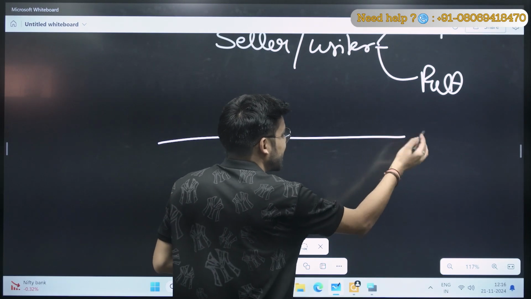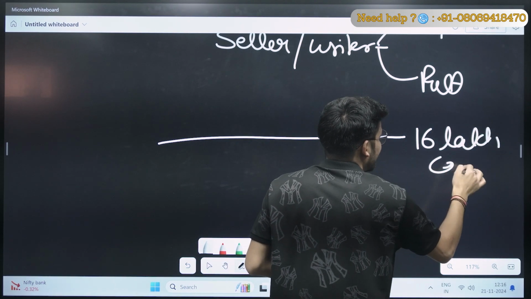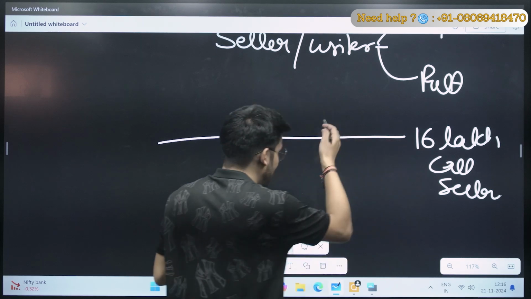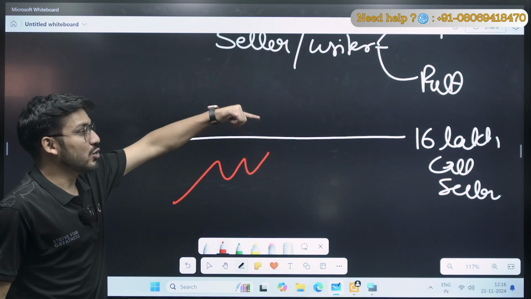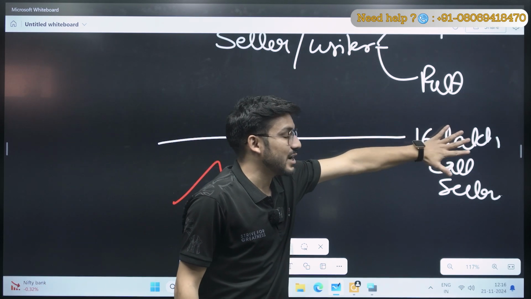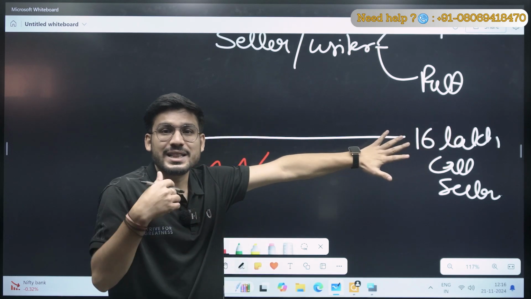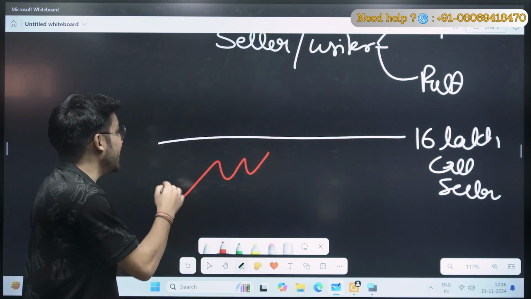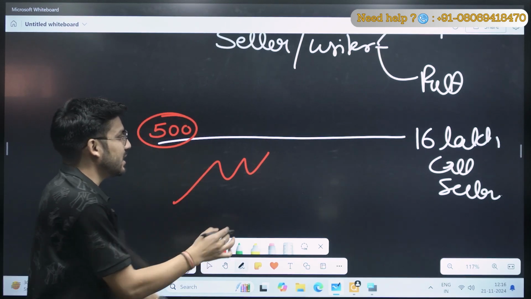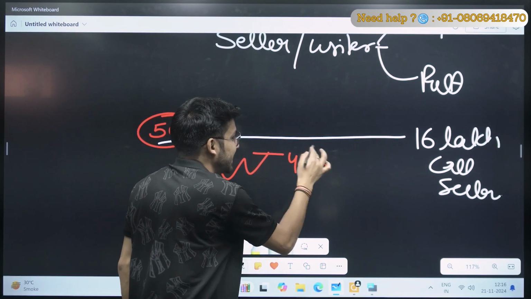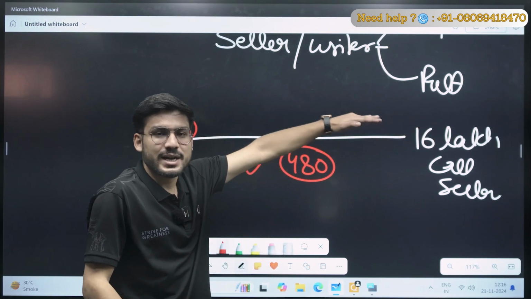If they are making their position at a certain level, for example, this is the level at which there are approximately 16 lakh call sellers, who don't want the market to go above this level. If the market goes above this level, it means those 16 lakh call sellers, who have their open contracts here, will be facing loss, and their loss is unlimited. Just assume this level is 500, and currently my market is at 480. If they are sitting at this level, they have a perception that the market will not move above this till the expiry.